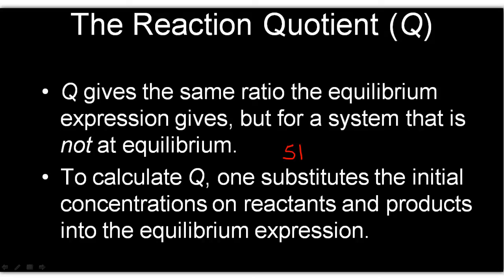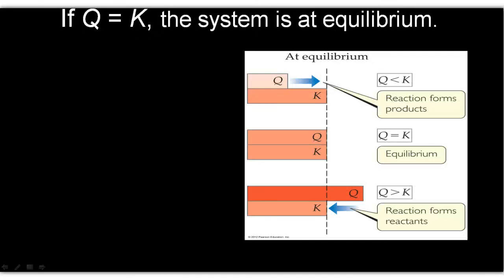And when I have a Q value, you could ask yourself the question, what's going to happen with the reaction? Well, it's going to move to K. So for example, if Q is less than the value that I need, that means the reaction is going to push towards products. If my value of Q is greater than K, then it's going to push towards reactants. Easy.